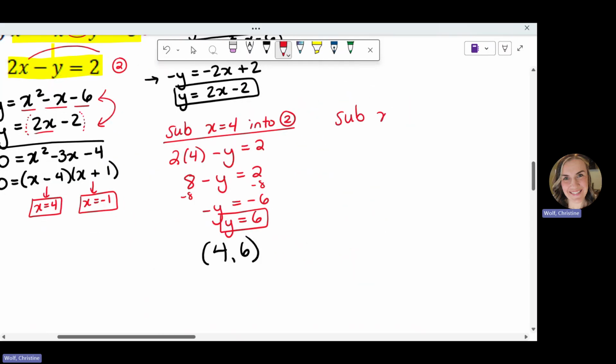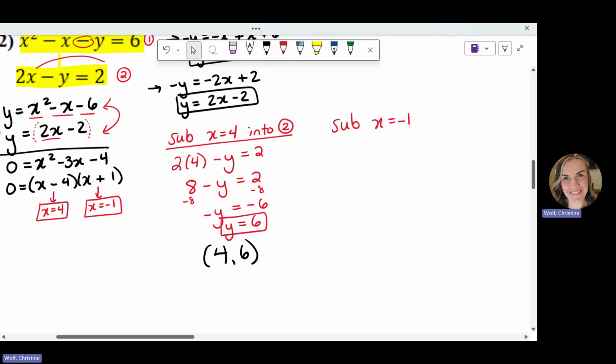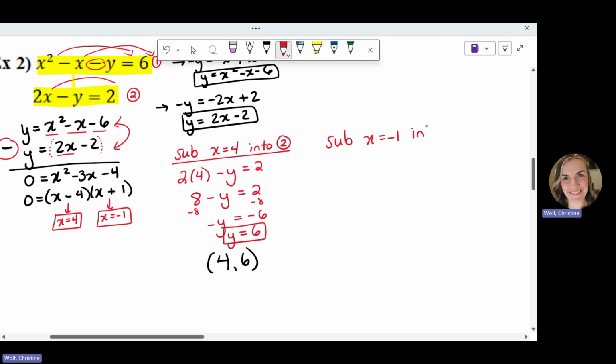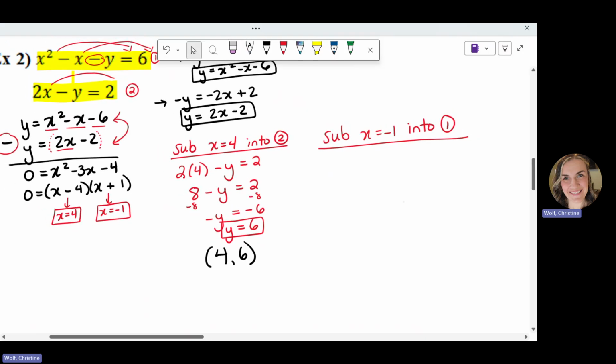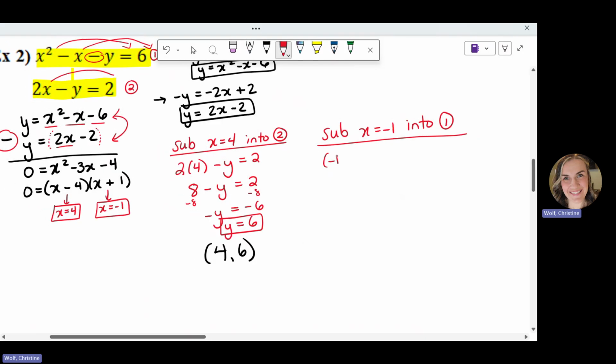I'm going to sub my other x value of negative 1 just to show you how to use the other equation. I'm going to plug it into number 1, but again, you could use number 2 because it does look easier. But if I plug x equals negative 1 into equation number 1, I would have negative 1 squared. Make sure you put that negative 1 in brackets because you have to square the negative also. So that's actually going to end up being positive 1. Then I am minusing off a negative 1. Then I am minusing y equaling 6.